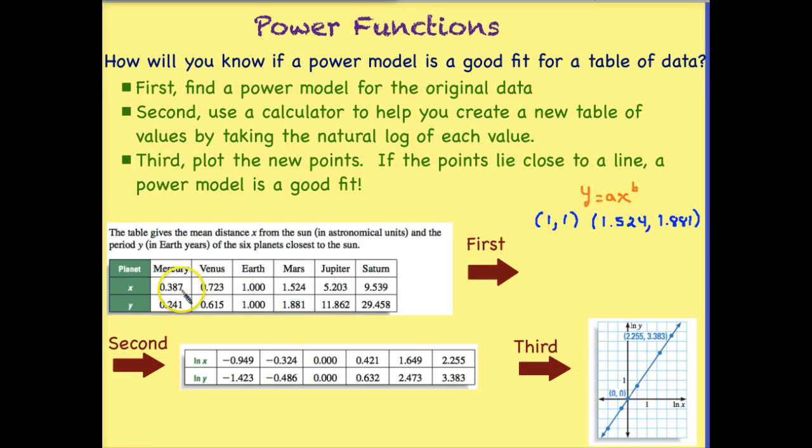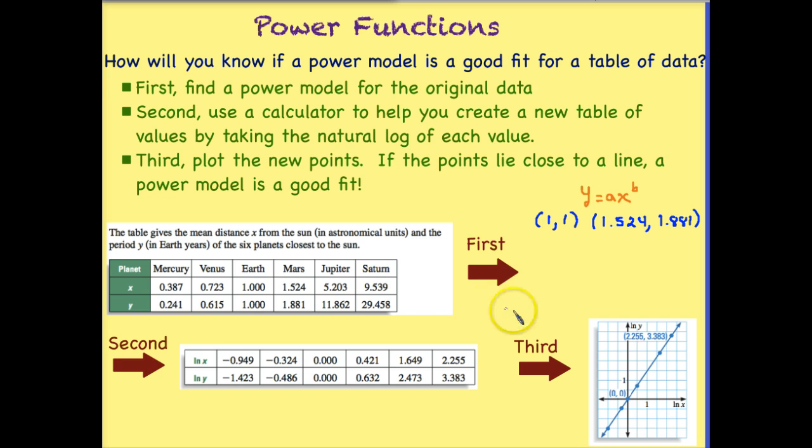What happens if we just get a set of key points? So we've collected data, statistics in other words. How do you know if a power model is going to be a good fit for this table of data? Well, there are some steps we're going to run through in order to determine this. The first step is to go ahead and find a power model for the original data. In this case, here's our original data, which gives the mean distance from the sun, that's x, and the period, which is y, in Earth years of the 6 planets that are closest to the sun.